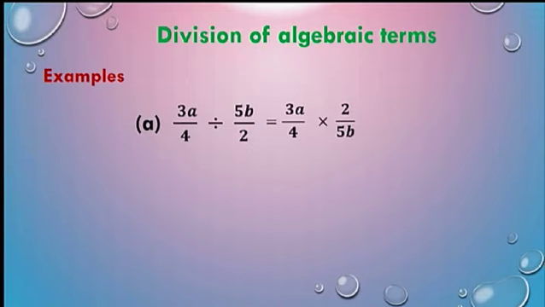Now we're going to multiply these two algebraic fractions. So we're going to multiply the numerators first, then the denominators. We have 3a times 2, which is 6a. Then 4 times 5b, we have 20b. Looking at the integer values, 6 and 20, we can divide them by 2. So we have a final answer of 3a over 10b.